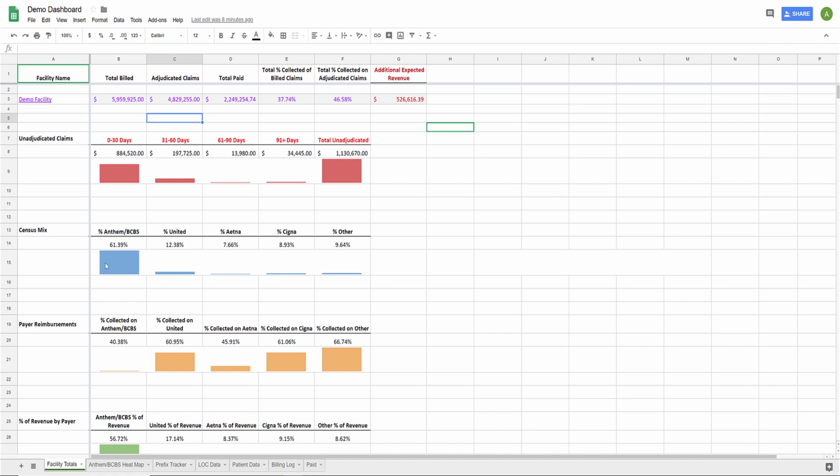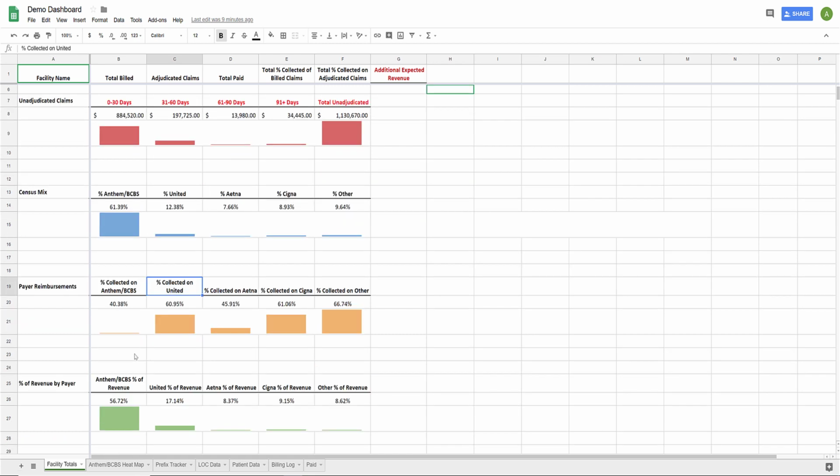So this particular facility has about 61% of every dollar they've billed has been billed to Anthem or Blue Cross Blue Shield. About 12% has been to United, Aetna just under 8%, Cigna just under 9%, and the remaining just under 10%. Right underneath is the payer reimbursements that this particular facility is averaging. So for every dollar billed to a particular payer, this is what they're collecting. So for every dollar this facility has billed to Anthem BCBS, Anthem BCBS has paid, keep in mind this is all based on paid, not allowed, 40% of billed charges, okay? United, just over 60%, Aetna, like 46%, Cigna, 61%, and others, they're doing around 67%.